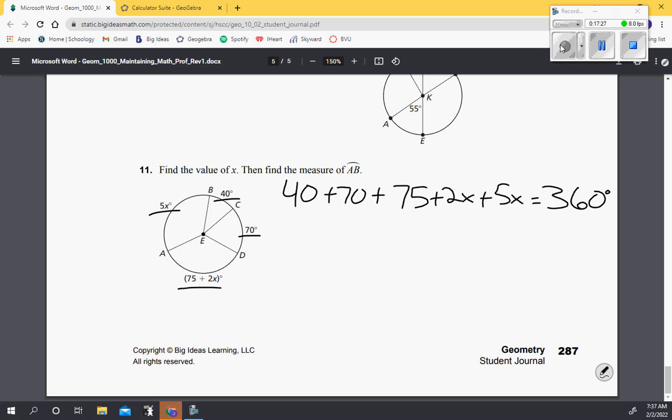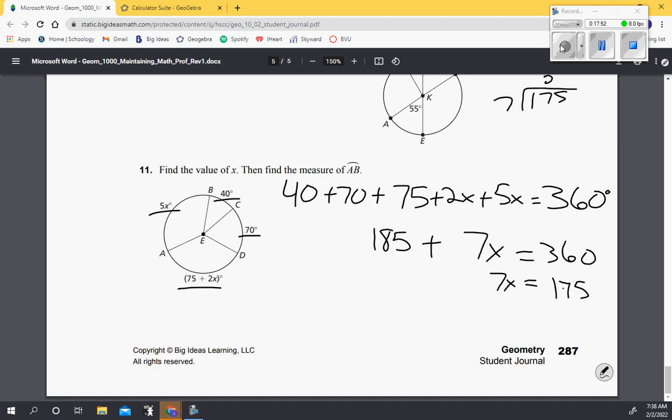Okay, combine like terms, we have 7x here, 40 plus 70 is 110, plus 75 is 185. Subtract 185, which is 175, is equal to 7x. Divide by 7, 175 divided by 7 is 25. So x is equal to 25. Okay. We found the measure of x.